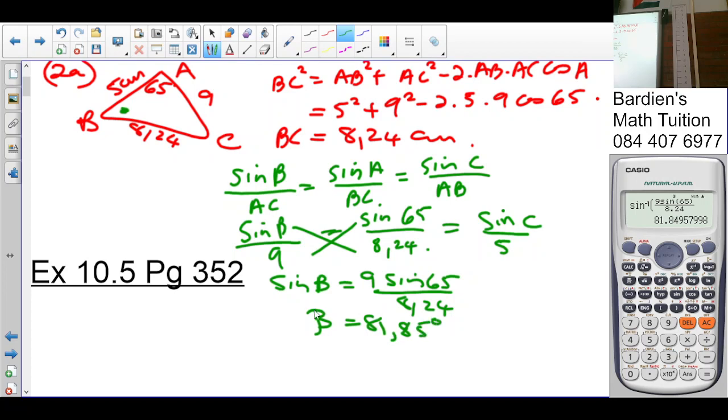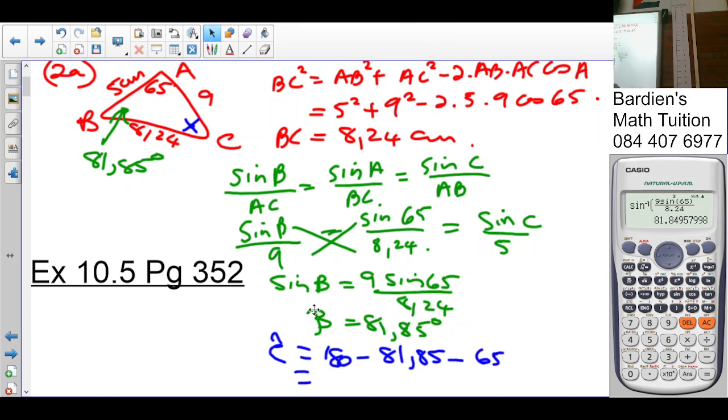You guys understand? So now we got this to be 81,85. So how do you think you're going to calculate C? You're going to use the sine rule. You all agree with that? You sure? The sum of angles in a triangle is easier. So angle C is going to be 180 minus 81,85 minus 65, which gives us 33,15.